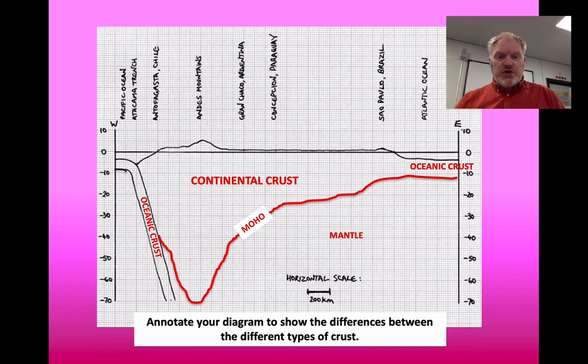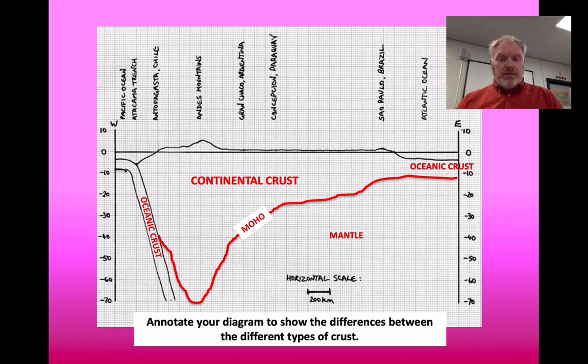The oceanic crust is thinner. It's also far more uniform in thickness. 5, maybe 10 kilometers thick at most. The oceanic crust, as well as being thinner than the continental crust, is also denser. That's why it sits lower down on the Earth's surface, which is why it's covered with the oceans.